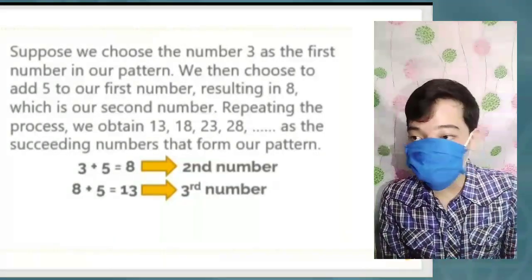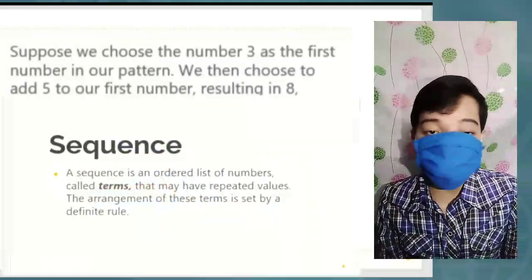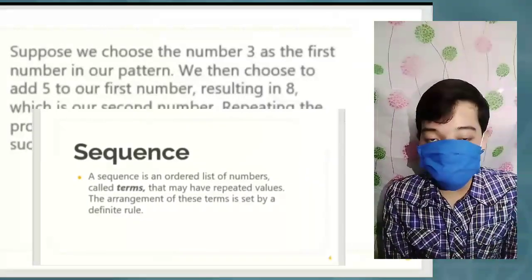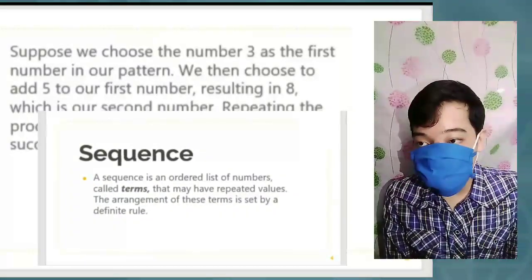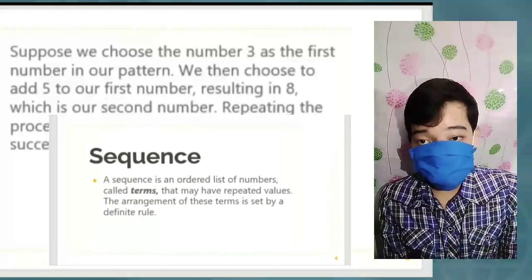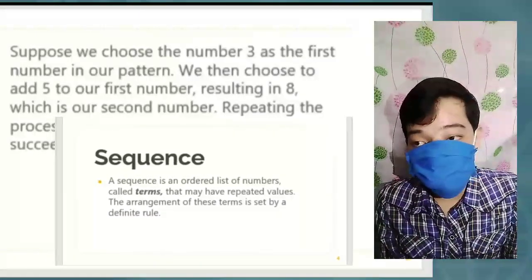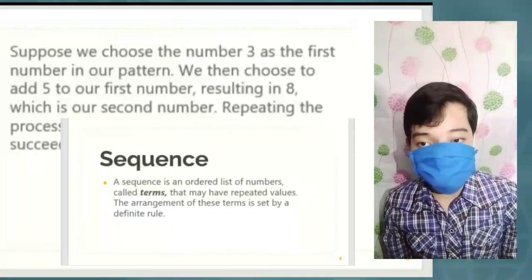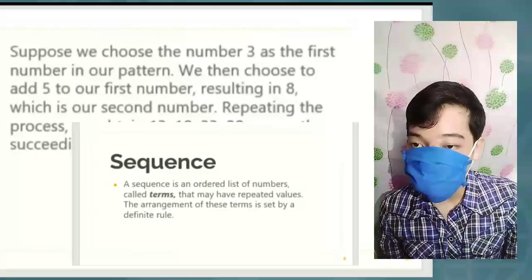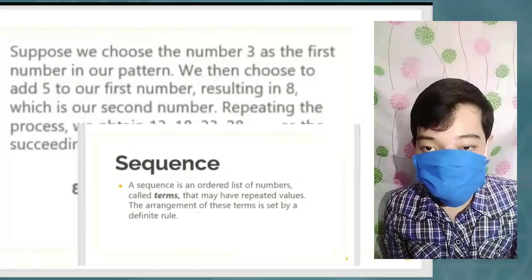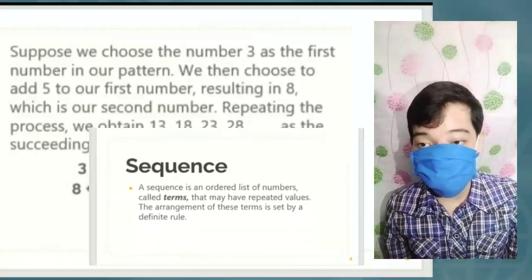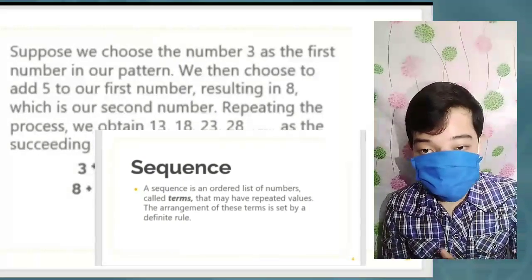This type of example is what we call a sequence. A sequence is an ordered list of numbers called terms that may have repeated values. The arrangement of these terms is set by definite rules. For the sequence in our previous example, we always add 5 to get the succeeding numbers, the number after we got the result.